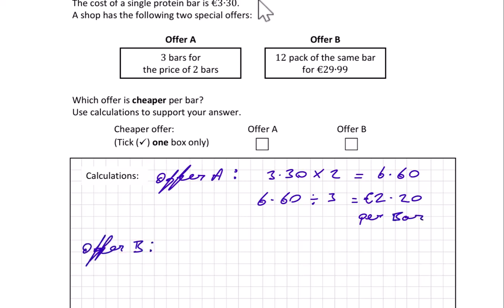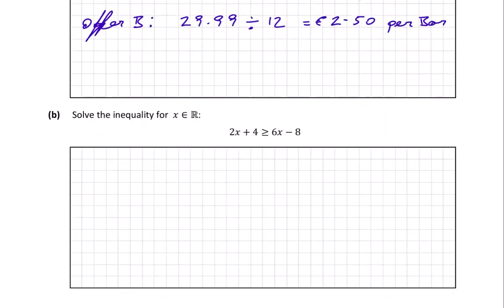So let's look at offer B. In this case, you get a 12 pack of the same bar for $29.99. So if you take $29.99 and divide that by 12, it'll tell you how much you're paying for each bar. When you take $29.99 divided by 12, you get $2.50 when it's rounded to 2 decimal places, per bar. So offer A would be cheaper, because you're getting them for $2.20 per bar, whereas in offer B you have to pay $2.50 per bar. Okay, so let's try the next question.